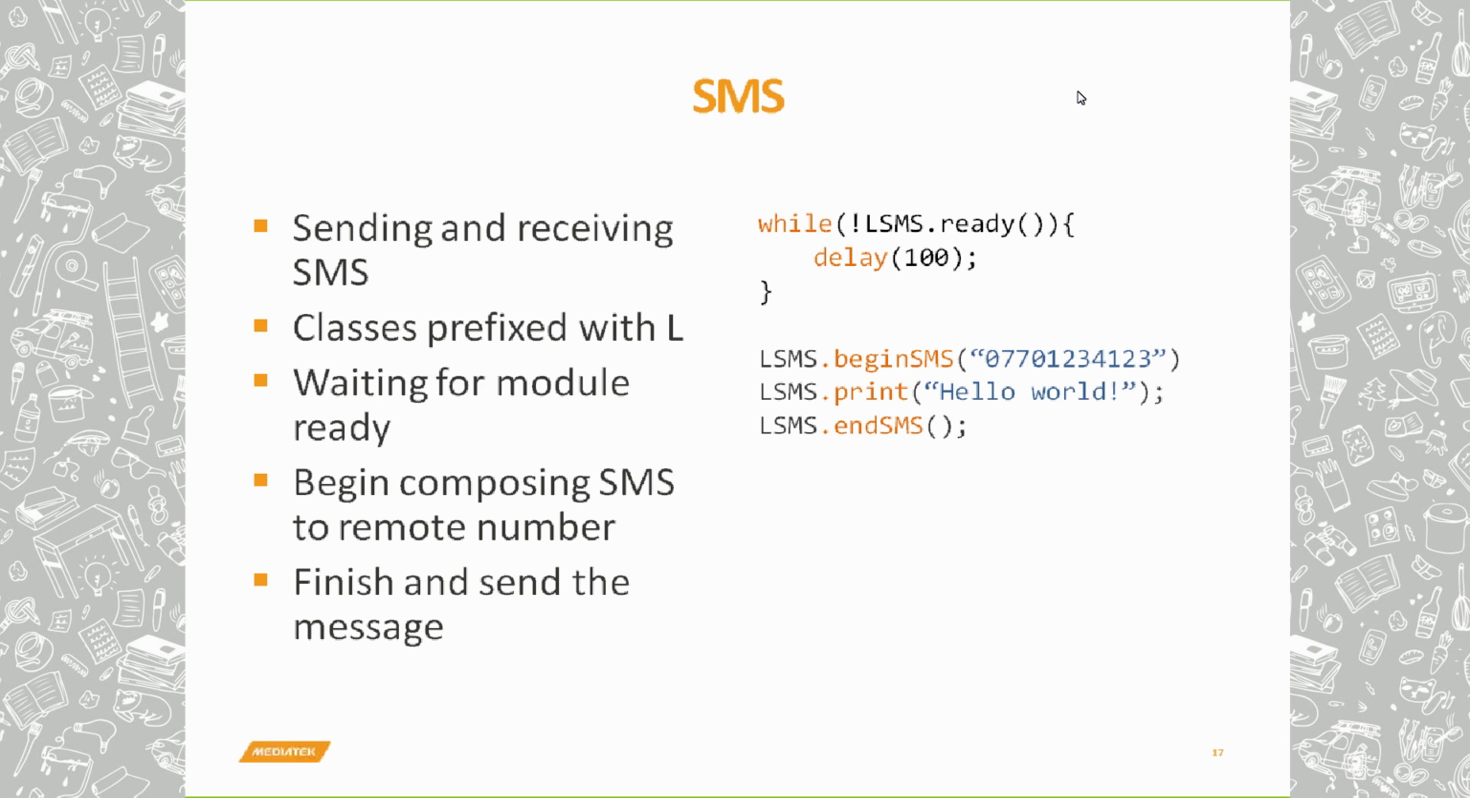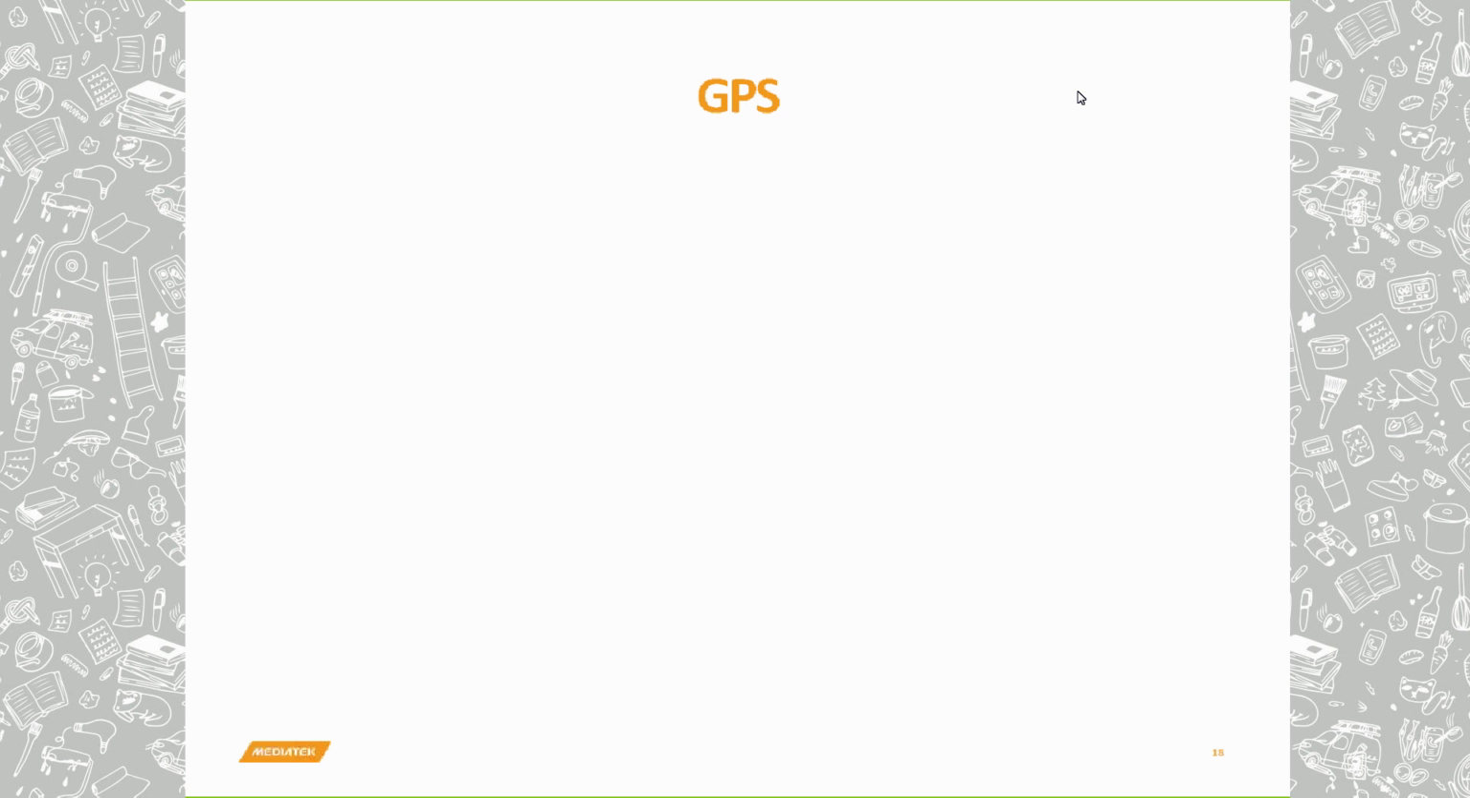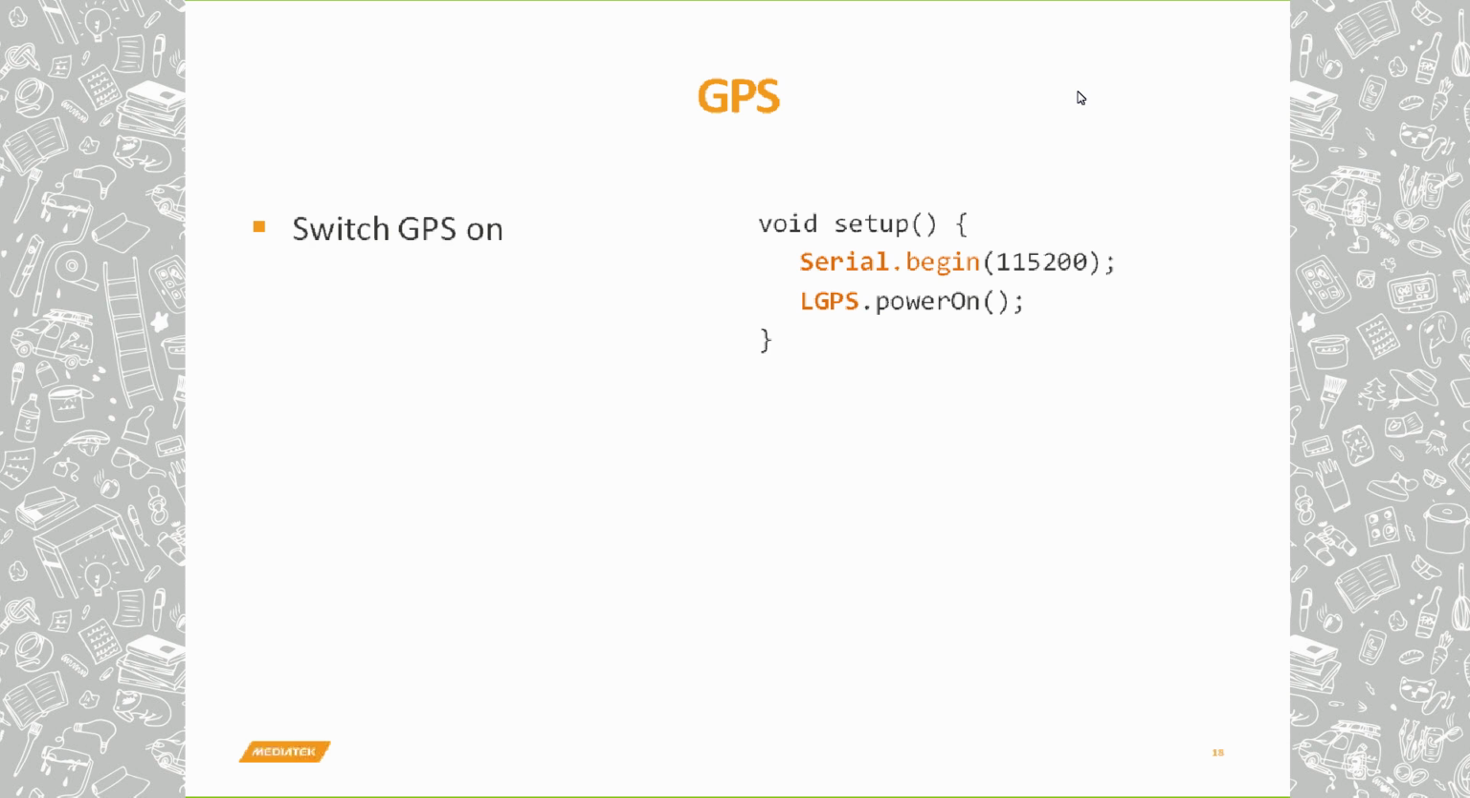Receiving text messages is as easy as that as well. The command would be LSMS.available, and you can check if a new SMS is available. You can read out the number it came from, and the message itself. The next thing we already support on board is a GPS. Because a GPS can be quite power consuming, by default it is switched off. So if you want to start using it, you have to switch it on first. And you do that by calling LGPS.powerOn.